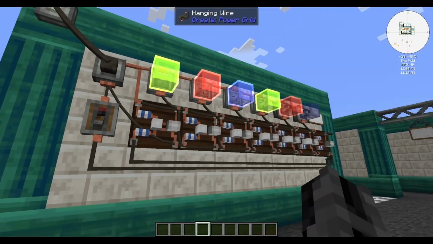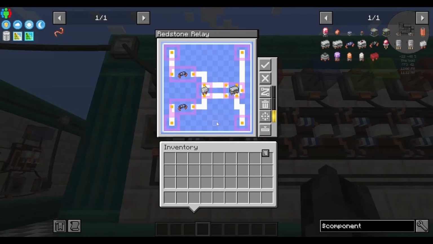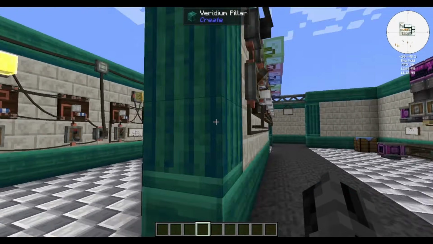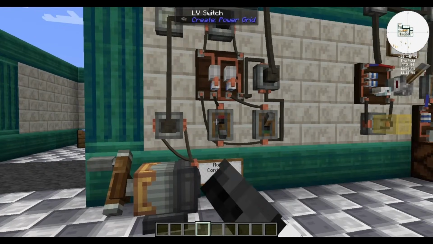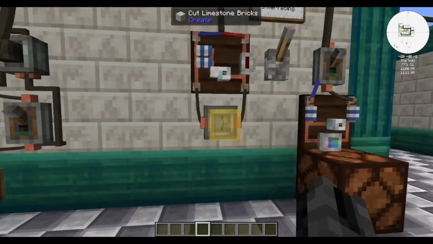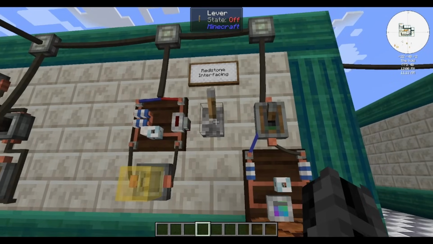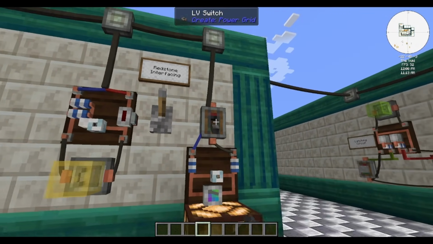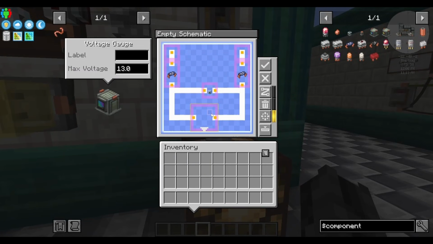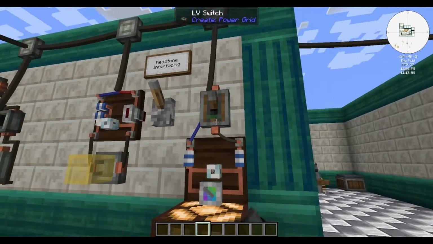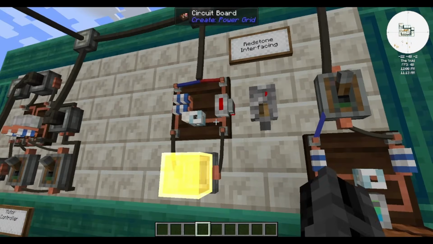And also all sorts of cool stuff like the sign. Where we also use the capacitor, which is a device that can store energy, and to drive motors. And most interestingly, you can also use the redstone relay to interface your circuits with vanilla redstone components and modern redstone components, of course. So you can use a voltage gauge to output redstone signals, and a redstone relay to input redstone signals into a circuit.